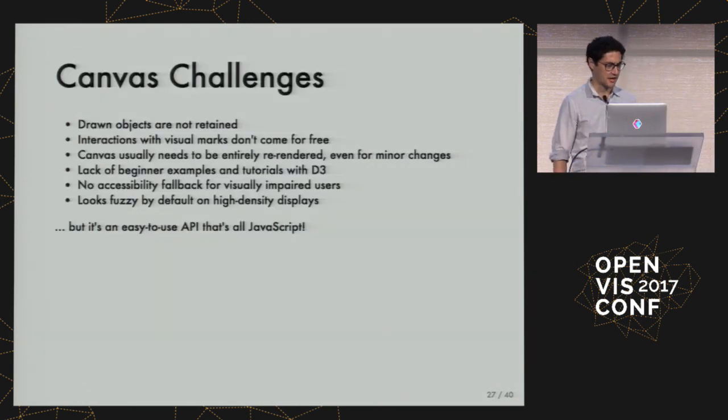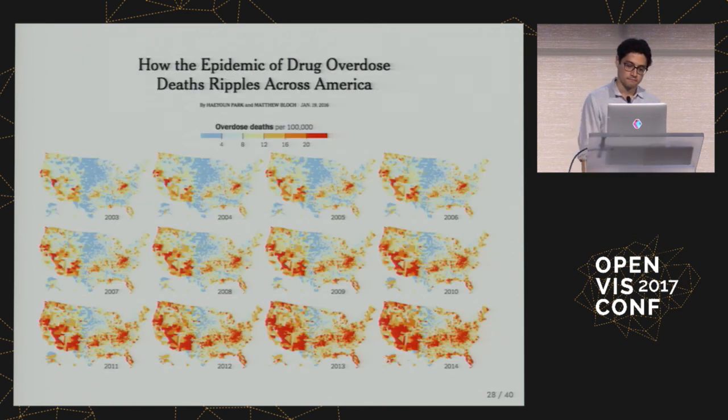Pay no attention to this slide. Canvas is perfect. One thing I do want to mention is that one of the big things you lose, I'll show you how to get some of these things back, but I don't have a solution here for an accessibility fallback. With SVG, you get for free, or with a little bit of effort, support for screen readers and other accessibility tools. You do not get that from Canvas. If people can't see, they can't experience your work.